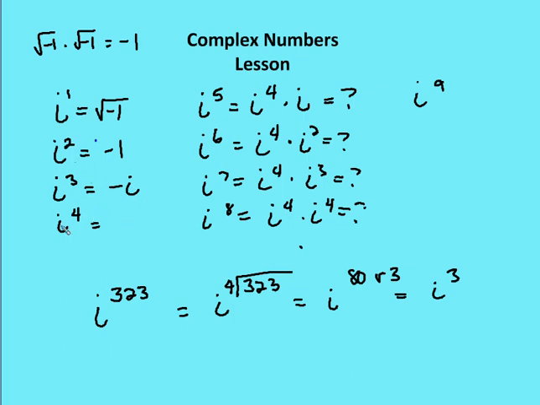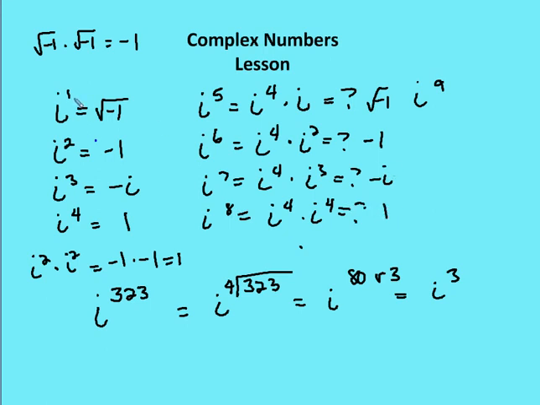And i to the fourth is i squared times i squared, which is equal to negative 1 times negative 1, which is equal to 1. So you can see there's a pattern generating here. i to the fifth is i to the fourth times i, which is simply the square root of negative 1, or i. And i to the sixth is i to the fourth, which is 1, times i squared, which is just negative 1. i to the seventh is 1 times i to the third, which is 1 times negative i, so it's negative i. And i to the eighth is just 1 times 1, which is 1.